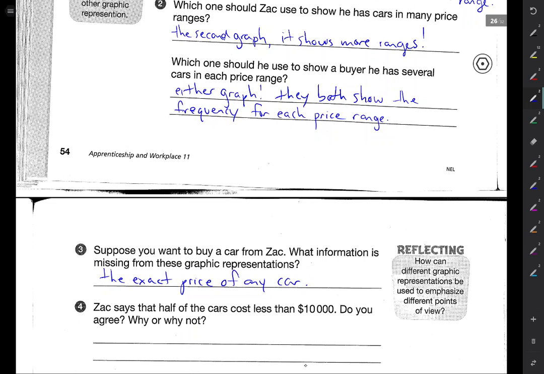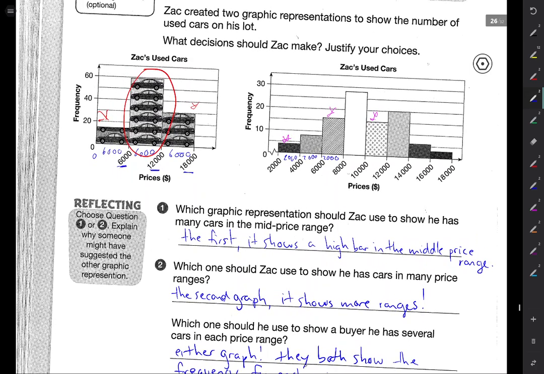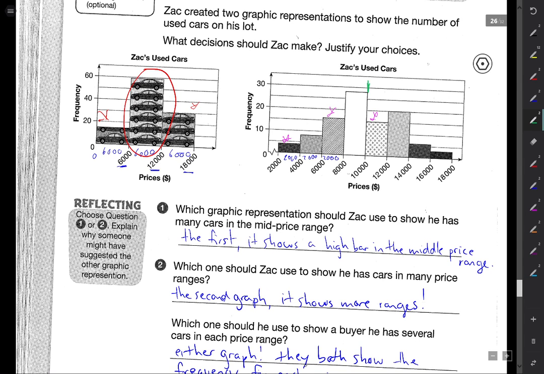So let's look at our graph and see if we have half the cars costing less than $10,000. For this one, I am going to use the second graph because it shows us exactly how many cars are under the $10,000 mark. If we used the first graph, the $10,000 mark would be in the middle of a bar, so it's hard for us to split up that bar into 2, knowing how many are below 10,000 and how many are above it to 12,000. So I'm going to use the second graph.